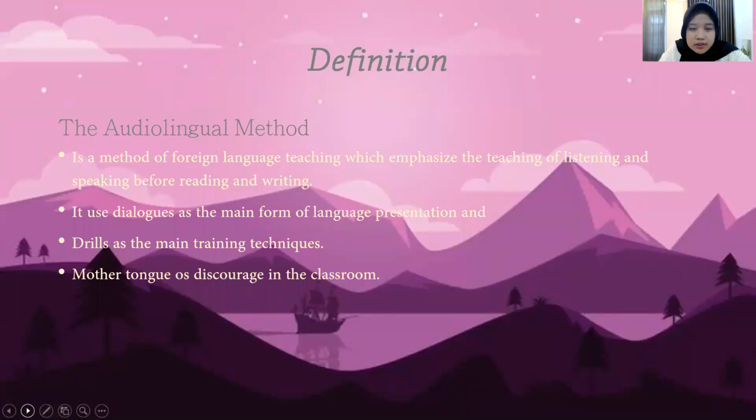Okay, what is the audiolingual method? This is the definition of the audiolingual method. The audiolingual method is a method of foreign language teaching which emphasizes the teaching of listening and speaking before reading and writing. It uses dialogue as the main form of language presentation and drills as the main training technique.